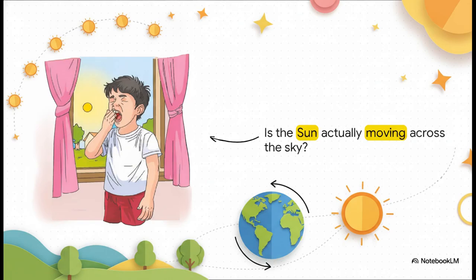But here is where the text throws a really great critical thinking curveball. You wake up to the morning sun and it seems to rise in the east, drift across the sky, and eventually set in the west. So, the book asks the learner, is the sun actually moving? It directly prompts the student to question their own everyday perspective.